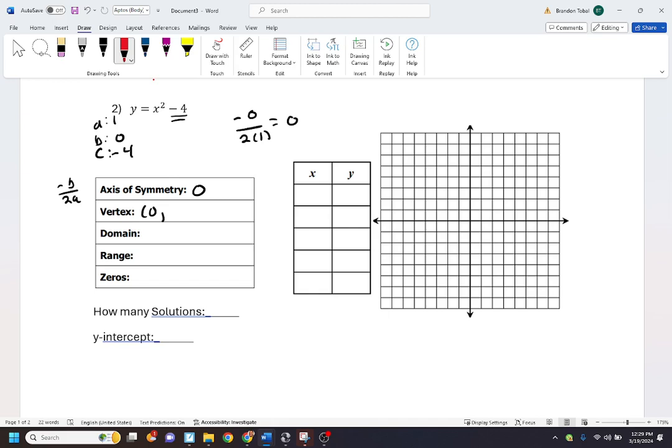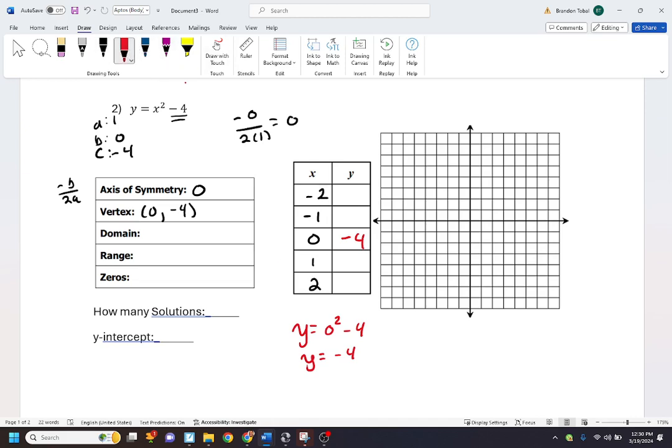Now, y of the vertex, I have to plug it in. So y equals 0 squared minus 4. Y ends up equaling negative 4. Okay, calm down. So since you have 0 here, this is negative 4, which I put negative 4 over here. In this situation, you go 2 smaller on the x's, so negative 1, negative 2, and 2 bigger on the x's, 1 and 2.